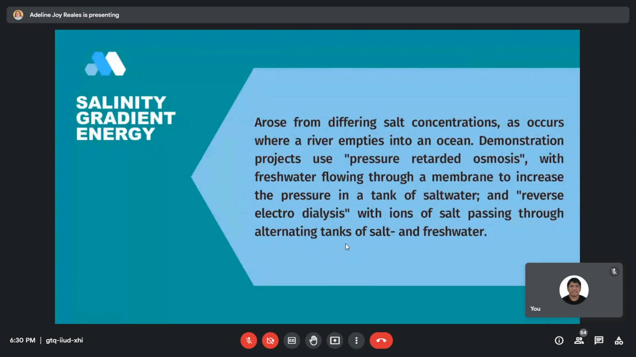Next is the salinity gradient energy, which arises from differing salt concentrations, as occurs where a river empties into an ocean. Demonstration projects use pressure retarded osmosis, with fresh water flowing through a membrane to increase the pressure in a tank of salt water, and reverse electrodialysis, with ions of salt passing through alternating tanks of salt and fresh water.